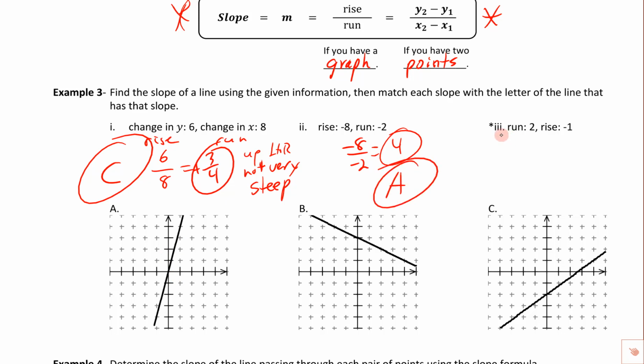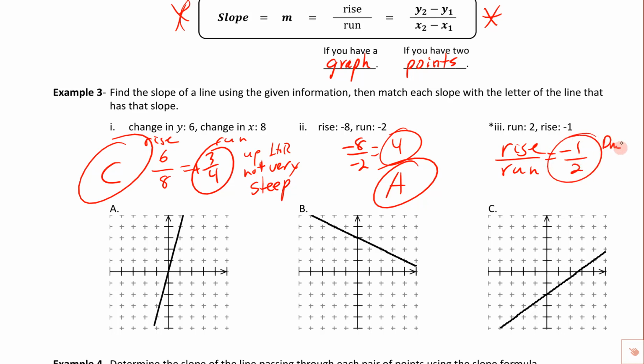And then this one, take a look here. It's got an asterisk by it. So on this problem, the run is 2 and the rise is -1. Notice that they gave it to us in the opposite order. So please don't put 2 over -1. The rise goes on the top, so it's rise over run. So it's -1 on the top and then a 2 on the bottom. That is our fraction right there.